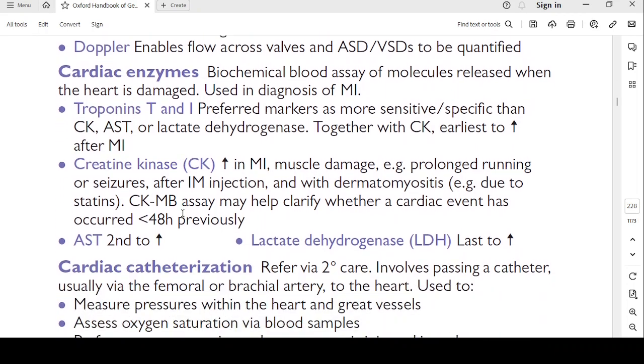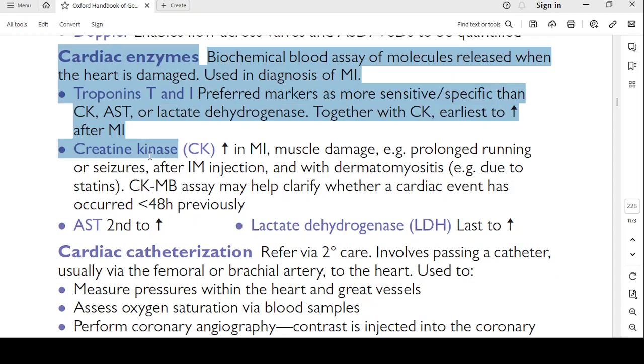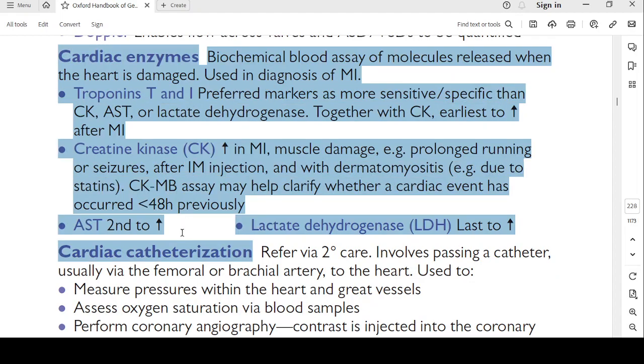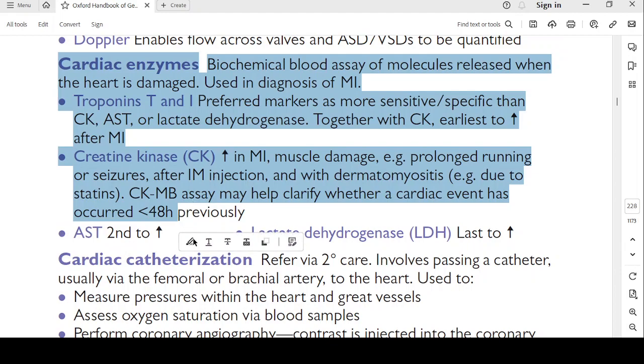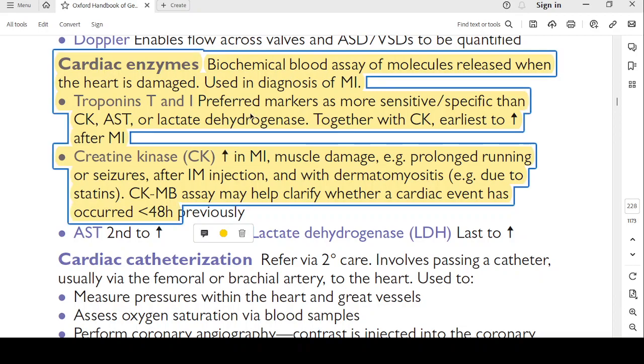Cardiac enzymes. The biochemical assay of molecules released when the heart is damaged is cardiac enzymes, used in diagnosis of MI. Troponins T and troponin I are preferred markers and more sensitive and specific than CK, AST, or lactate dehydrogenase. Together with CK, earliest to increase after MI.